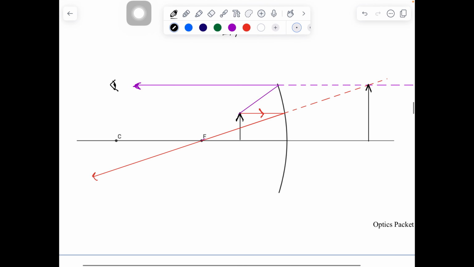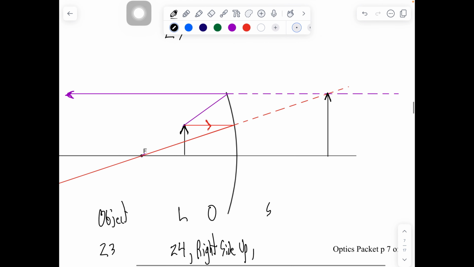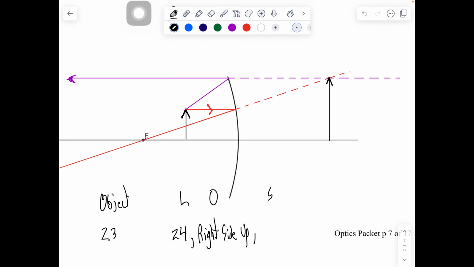And we can see, okay, well, the object was in zone 3. Let's write down our LOST characteristics. The location. It is in zone 4. It is behind the mirror, the image is. What about the orientation? Well, it is right side up. What about S, our size? Well, look at that arrow. That image is clearly bigger than the original arrow, so it is bigger.